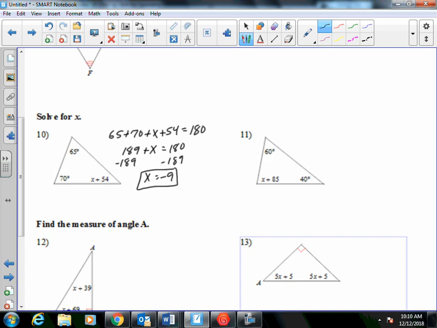Number 11, same process, add the angles, set them equal to 180. 60 plus 40 plus x plus 85 equals 180. So that's 100 plus 85, 185 plus x equals 180. Subtract 185. X is going to equal -5.